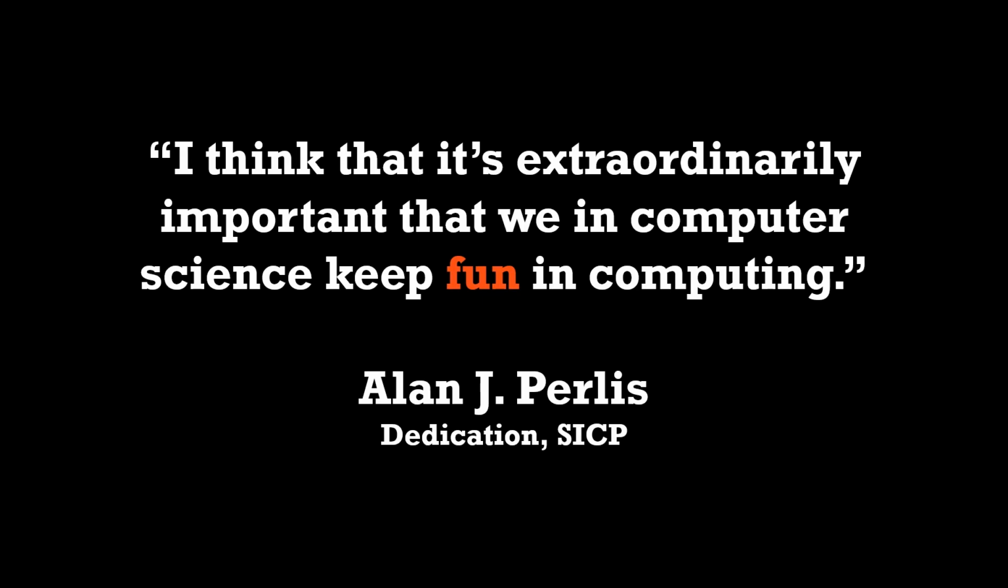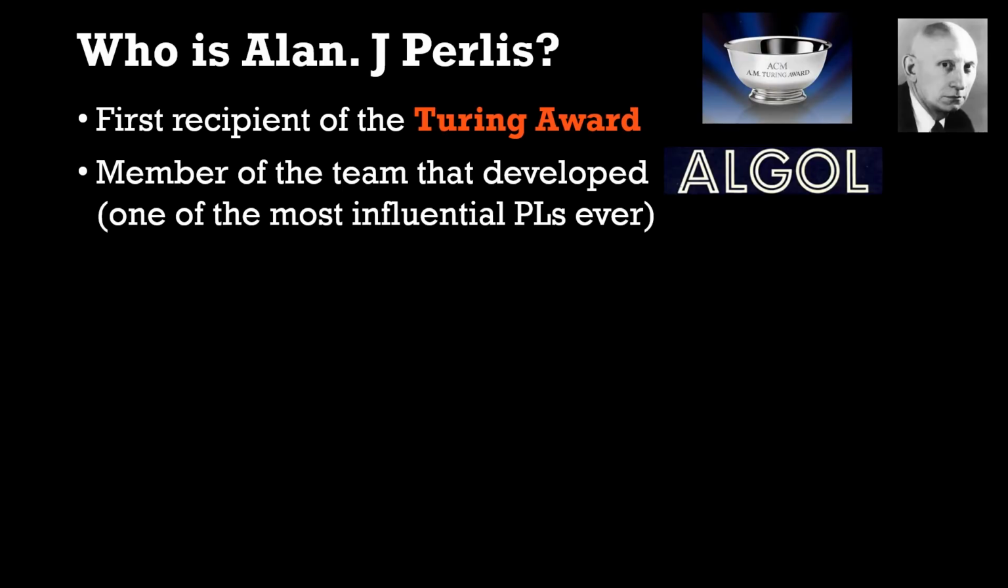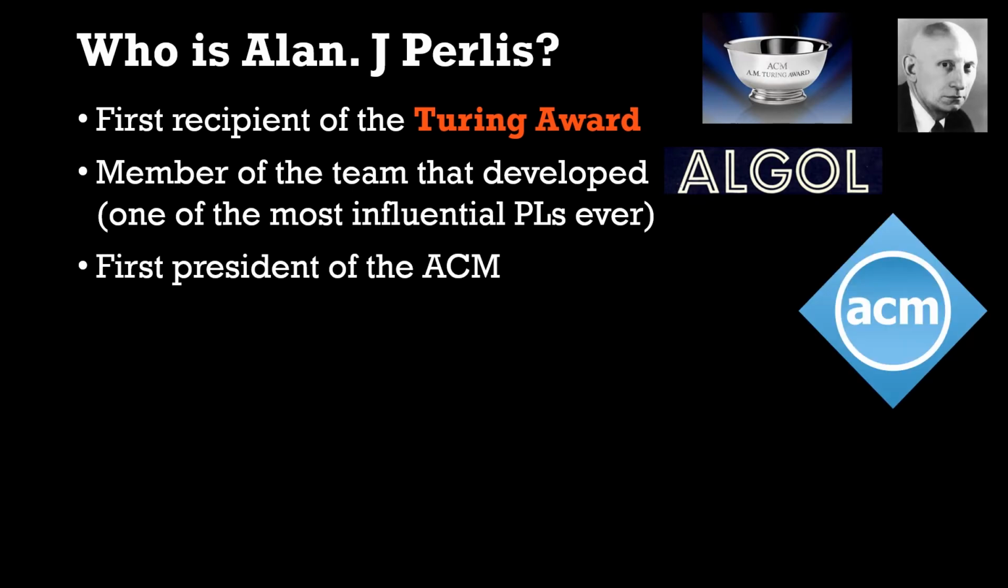So who exactly is Alan J. Perlis? He is the first recipient of the Turing Award, basically the Nobel Prize of Computer Science. He was also on the ALGOL committee, which is basically a team that was responsible for developing ALGOL, which was one of the most influential programming languages ever. If you're programming in a programming language today, odds are ALGOL influenced it in one way or another. He was also the first president of the Association for Computing Machinery.